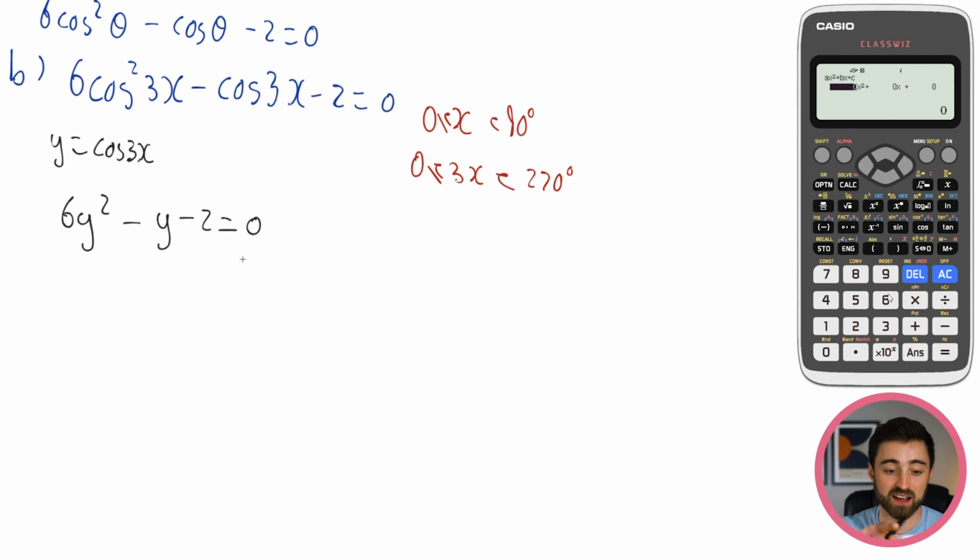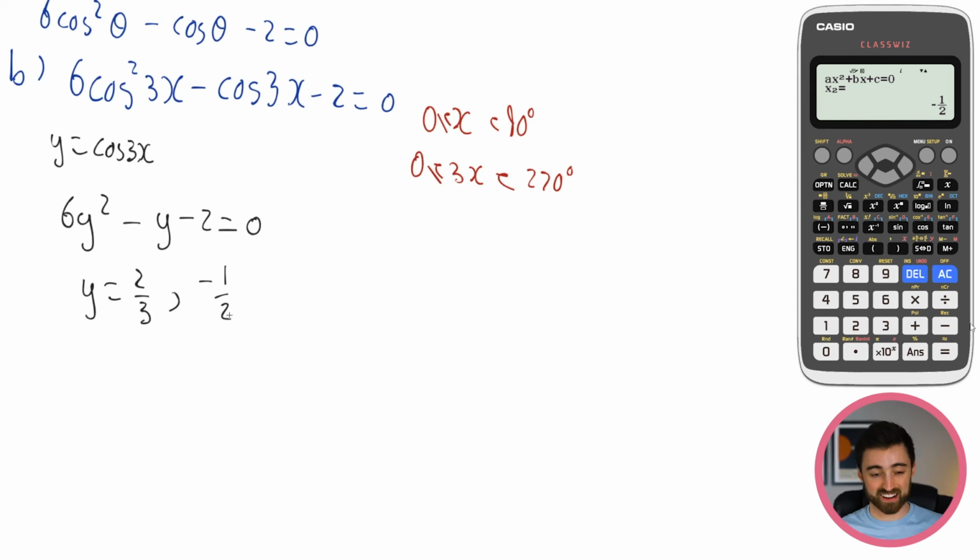And you can see here that I have this ax squared plus bx plus c. So I'm going to put my coefficients in here. The x squared, or y squared in my case, coefficient is 6. The x coefficient is going to be minus 1 because I've got minus y. And then the number on the end, the c, is going to be minus 2. If I press equals now, it tells me my solutions. So this tells me that y is going to equal 2 over 3, or y is going to equal minus a half. Easy as that, right?